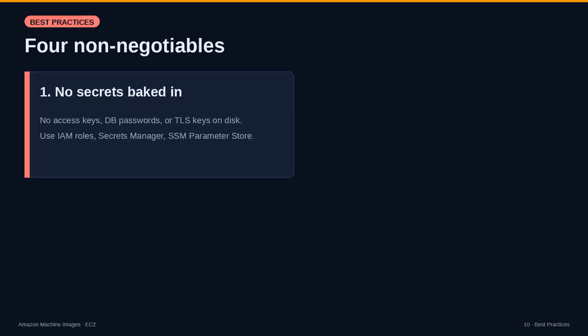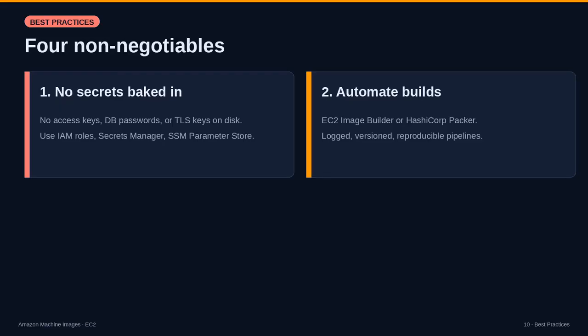Four best practices separate amateur AMI sprawl from a disciplined image pipeline. 1. Do not bake secrets. Never embed long lived AWS access keys, database passwords, or TLS private keys in an AMI. Anything on that disk will exist on every clone and in every snapshot. Inject secrets at boot with IAM roles for EC2, AWS Secrets Manager, or SSM Parameter Store.